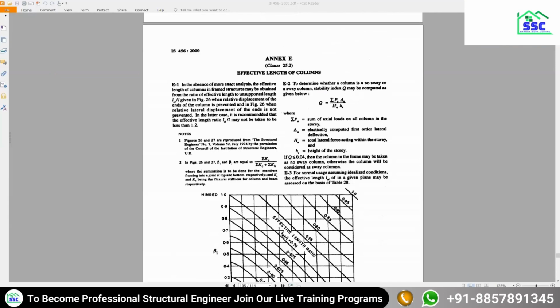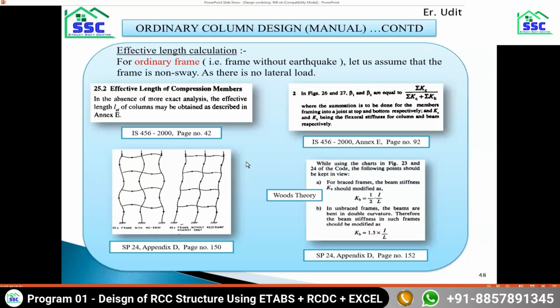For the sake of simplicity right now, we have assumed, since we don't have earthquake load in our frame, and I am assuming that my frame of beam column is strong enough, that it will put my structure into a non-sway category. So we will proceed with the non-sway type of frame when we are designing the ordinary column. As we saw in that table, we use figure 26 right now.